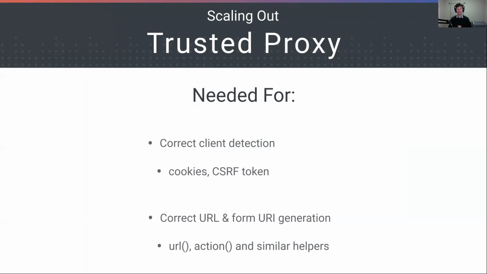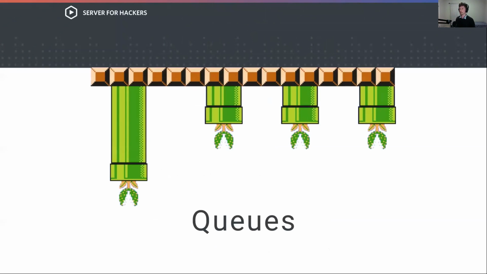CSRF tokens also require that every environment file in your application has the same app key. So if you're load balancing and you have multiple application servers, they all need to have the same app key, that same hashed private key or whatever we want to call it, that's used for encryption in Laravel, so that they encrypt with the same hash and therefore generate matching hashes for things like CSRF tokens and anytime you're using encryption in Laravel.